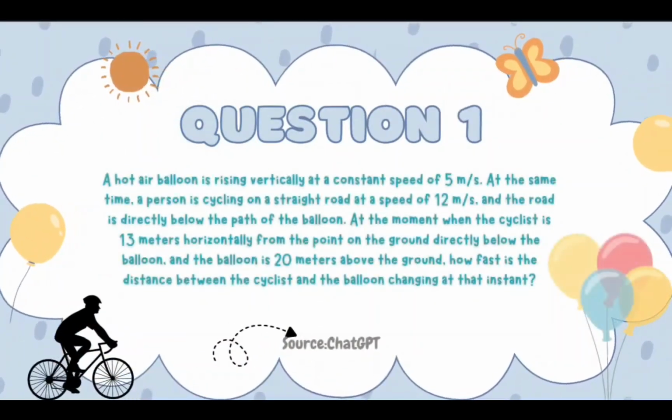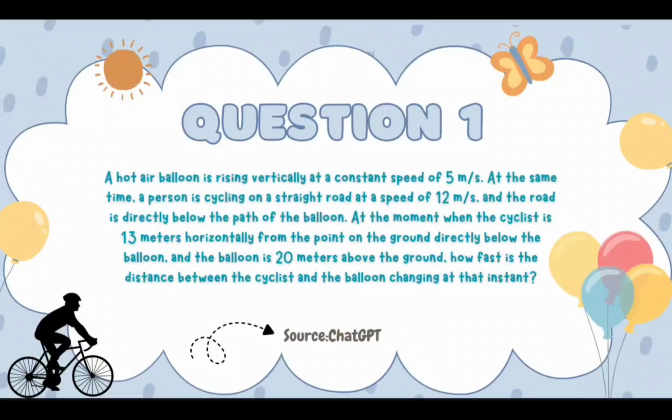A hot air balloon is rising vertically at a constant speed of 5 meters per second. At the same time, a person is cycling on a straight road at a speed of 12 meters per second. And the road is directly below the path of the balloon. At the moment when the cyclist is 13 meters horizontally from the point on the ground directly below the balloon, and the balloon is 20 meters above the ground, how fast is the distance between the cyclist and the balloon changing at that instant?